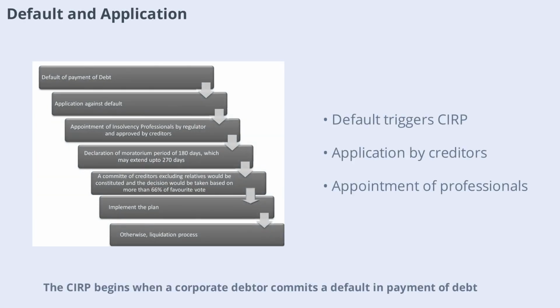CIRP begins when a corporate debtor commits a default in payment of debt. At this stage, an application can be filed against the defaulting entity. The application may be initiated by a financial creditor, operational creditor, or the corporate applicant itself. This step is crucial as it sets the entire resolution process in motion. The regulator appoints insolvency professionals who are approved by the creditors. The process is designed to ensure transparency and fairness, with strict timelines and clear procedures for both creditors and debtors.